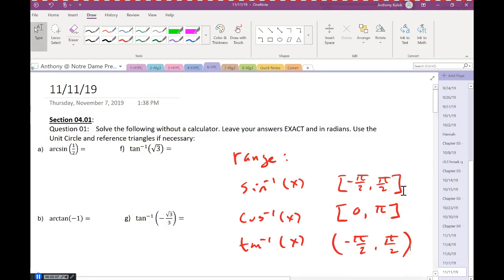Okay. So on number 1A, I'm going to go to my unit circle, and I'm going to locate the place where the y coordinate, because it's sine, is 1/2. So if I look at my unit circle, I see that that happens at pi over 6 and 5 pi over 6.